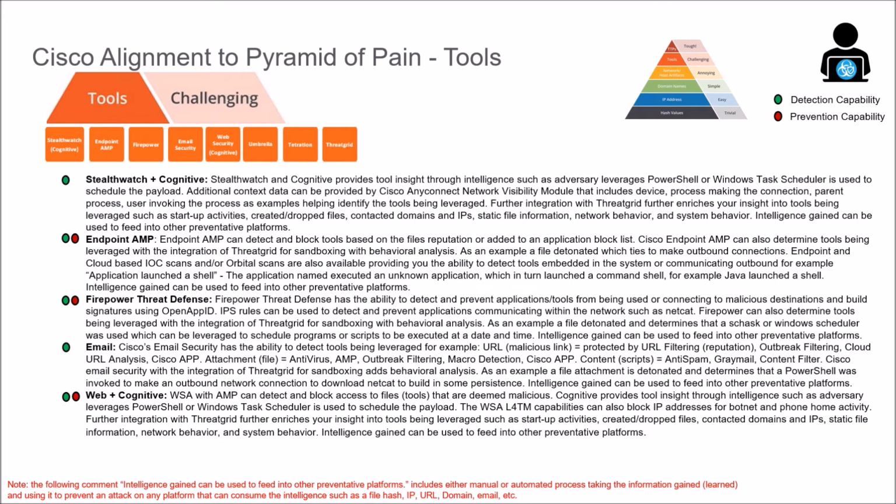Endpoint AMP can detect and block tools based on file reputation, or added to an application block list, right? So you might just have an application block list that blocks certain applications that you think an adversary might use or leverage. Cisco Endpoint AMP can also determine tools being leveraged with the integration of Threat Grid for sandboxing, right? This is what I just mentioned earlier around Stealth Watch. As an example, a file detonated which tries to make an outbound connection, right? And so that could be a tool, meaning that it could be Netcat that's trying to make the connection outbound.